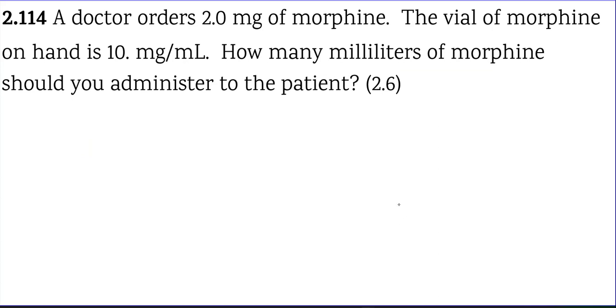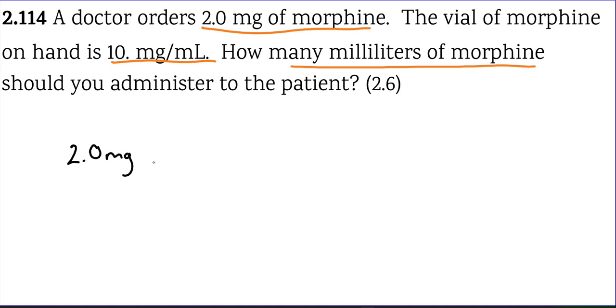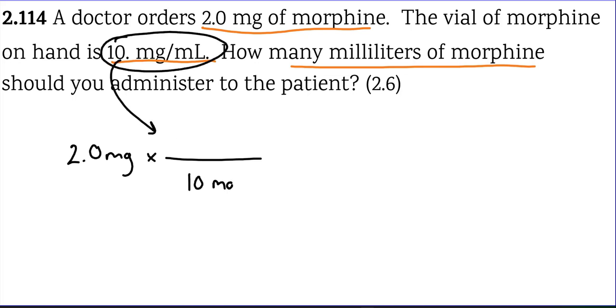Next, a doctor orders 2.0 milligrams of morphine. The vial of morphine on hand is 10 milligrams per milliliter. How many milliliters of morphine should you administer to the patient? Remember, we only want to give 2 milligrams total. Each milliliter is going to have 10.